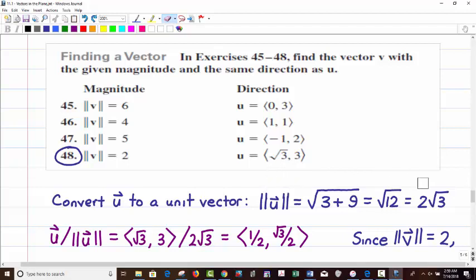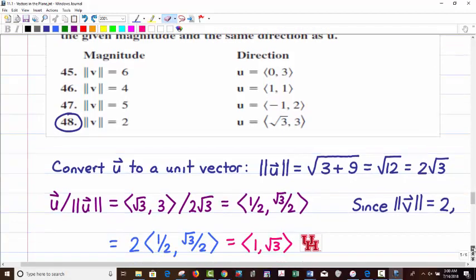So u is length 2 root 3 right here. So it's not length 1. But if we convert u to a unit vector, then we know it's going to be length 1 going in the same direction. Well, if we know that v is going to have length 2, we can take the unit vector we create for u and just multiply it by 2, because then you double it, and length of 1 will be length of 2. So just multiply it by 2, and that's what we do.